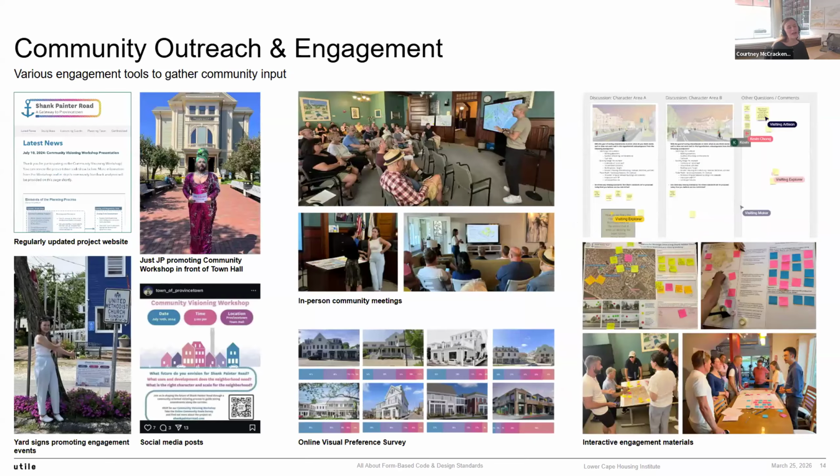So Provincetown had a very interesting approach to community outreach that is a bit unique to other projects that we have done at Utile in terms of form-based code outreach. So a couple of things we've done. We had a specific website where people could log on and see the latest news of what we were working on and updates from meetings. We had developed yard signs that had been placed around the city, as well as some posters. The town of Provincetown was able to also post these on their Instagram.